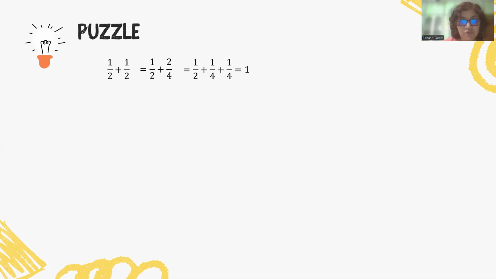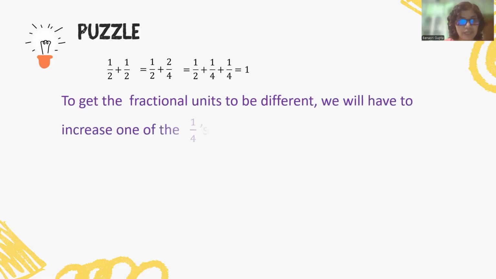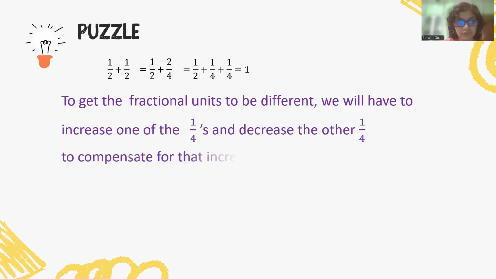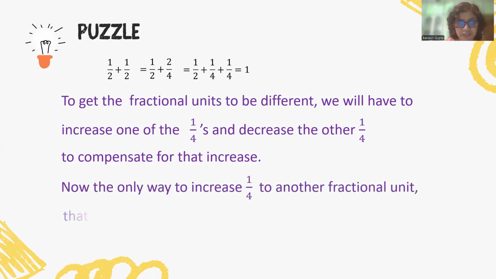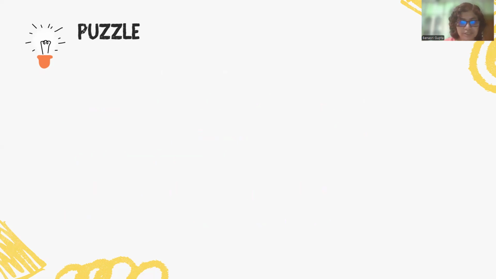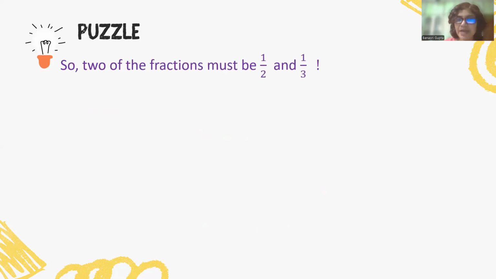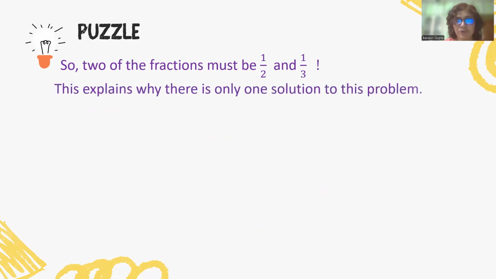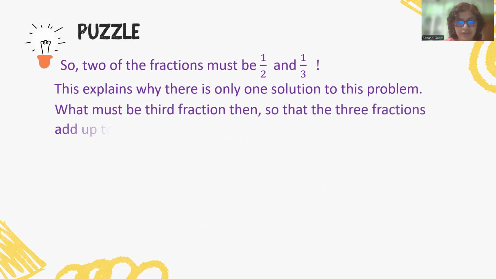Now we will see what we can do with these two 1/4s. To get the fractional units to be different, we will have to increase one of the 1/4s and decrease the other 1/4 to compensate for that increase. Now, the only way to increase 1/4 to another fractional unit that is different from half is to replace it by 1/3. So now the two fractional units are fixed. They must be half and 1/3. So that's why there is only one solution to this problem. So what must be the third fraction then, so that the three fractions add up to 1?